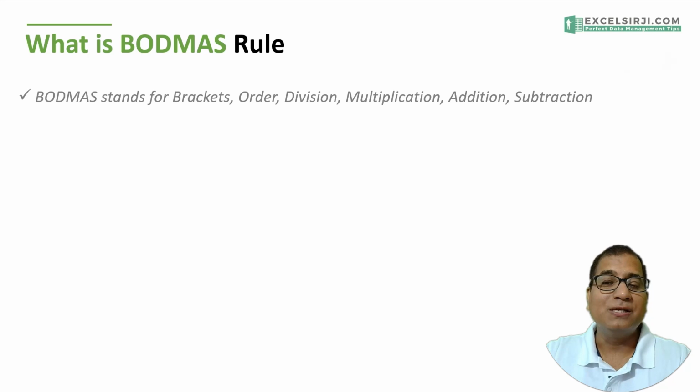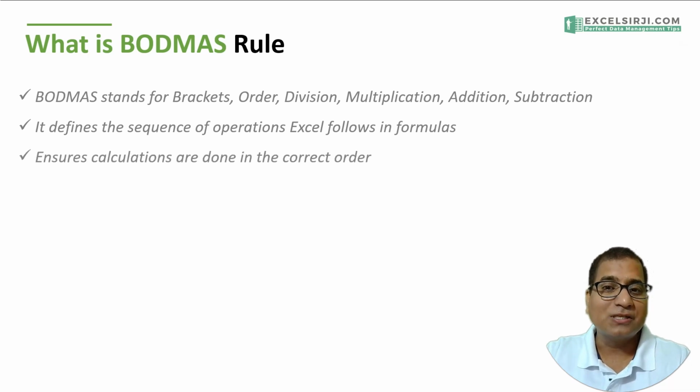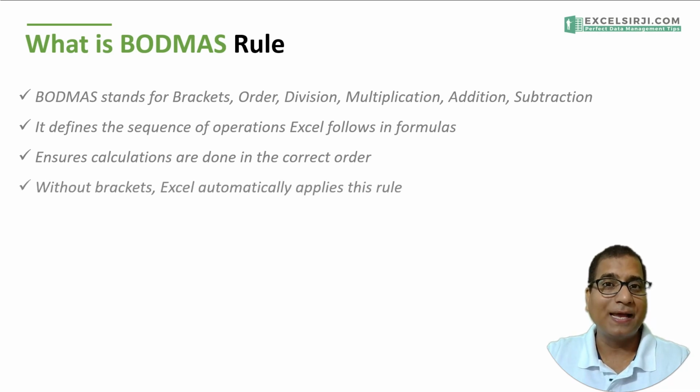The BODMAS rule stands for bracket, order, division, multiplication, addition and subtraction. It defines a sequence of operations Excel follows in formulas. It ensures calculations are done in the right order. If you do not follow the BODMAS rule, Excel is going to apply the same. However, it may make mistakes.